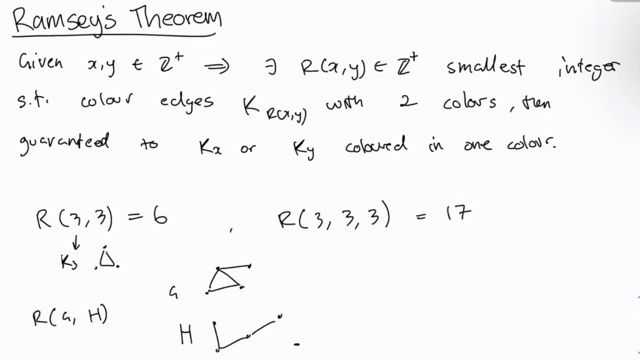Okay, these can be any simple connected graphs. And what R(G,H) answers is, again, what is the smallest integer, just like we were talking about above, such that if you color the edges on K of R(G,H) vertices, then you're guaranteed to have either G or H as a subgraph that is colored in exactly 1 color. Pretty cool, right?